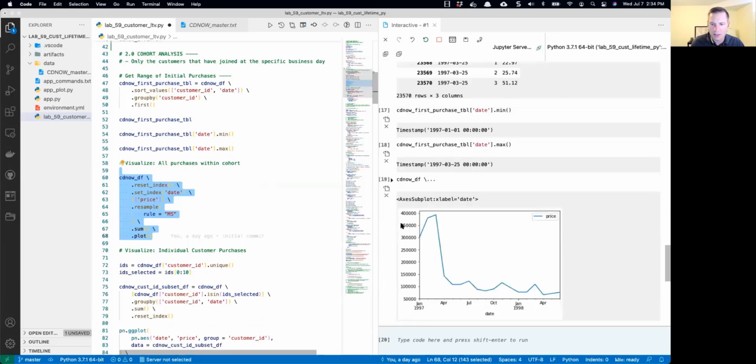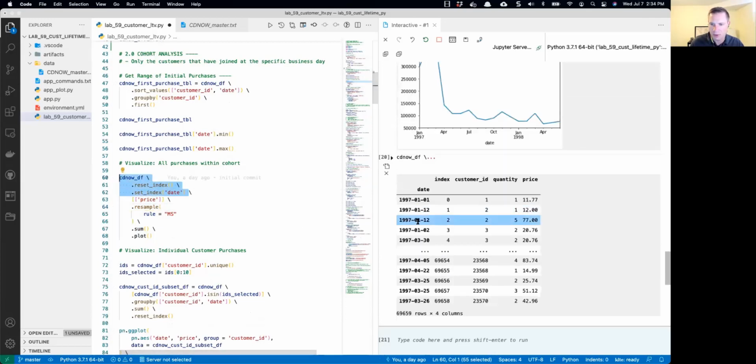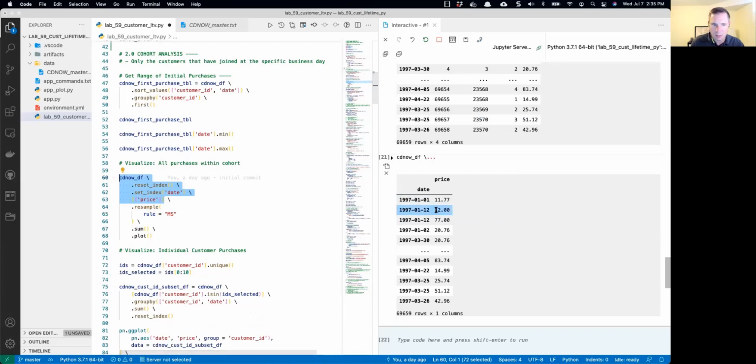So what this does is we're taking our CDNOW. I'm going to reset the index, and I'm going to set the index to date. What this does is just formats it with the date over here. And then I'm going to grab out the price column. So I'm going to grab this, shift enter, got the price. I'm going to resample it by monthly.